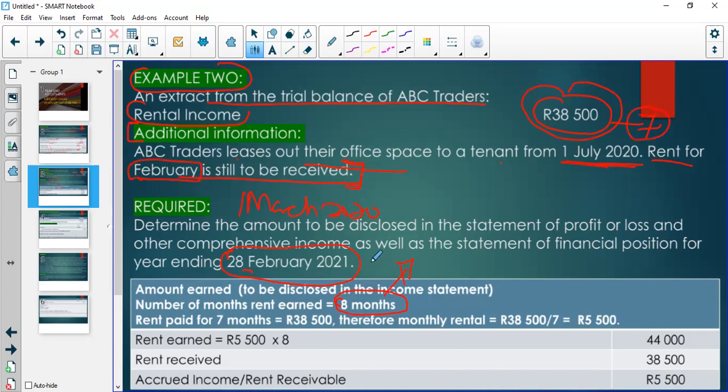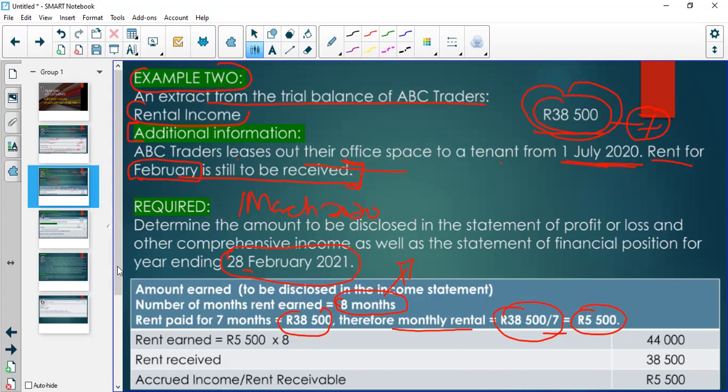So we count from July, August, September, October, November, December, January. So we have 7 months rent received. So 38,500 is for 7 months. Therefore, the monthly rental is going to be equal to 38,500 over 7, and that's 5,500. Okay, so the monthly rental is 5,500.